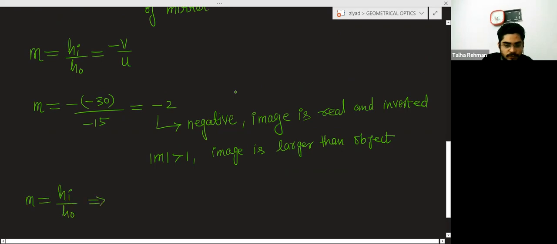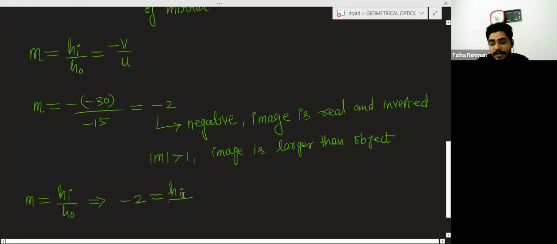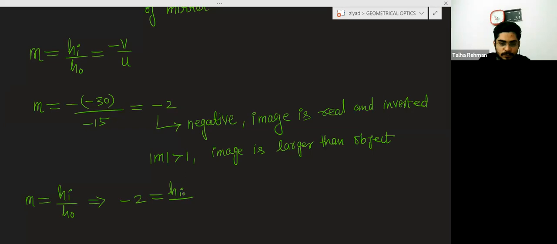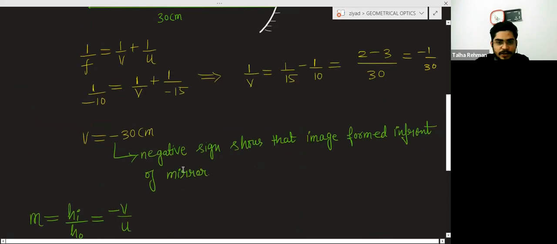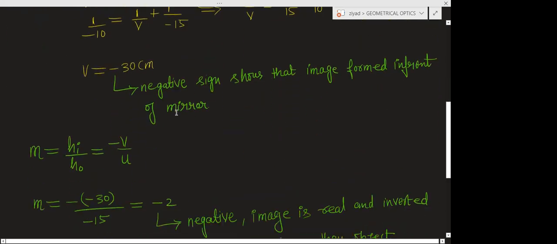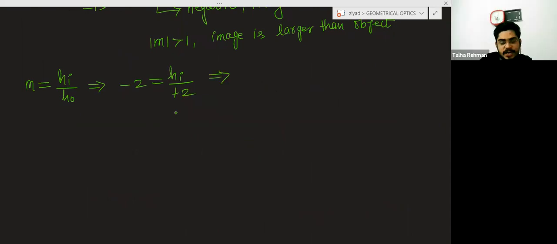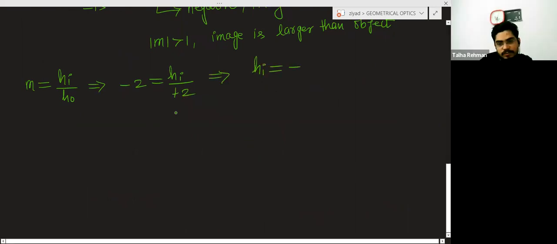So now what is the value of the magnification? We have minus 2. Height of the image we want to find. Height of the image means image size. And height of the object, what is the height of the object? 2 centimeter. And you will take this 2 centimeter positive. Why? Because this is above the principal axis. So you will take it as positive, plus 2. So height of the image will be minus 4 centimeter.